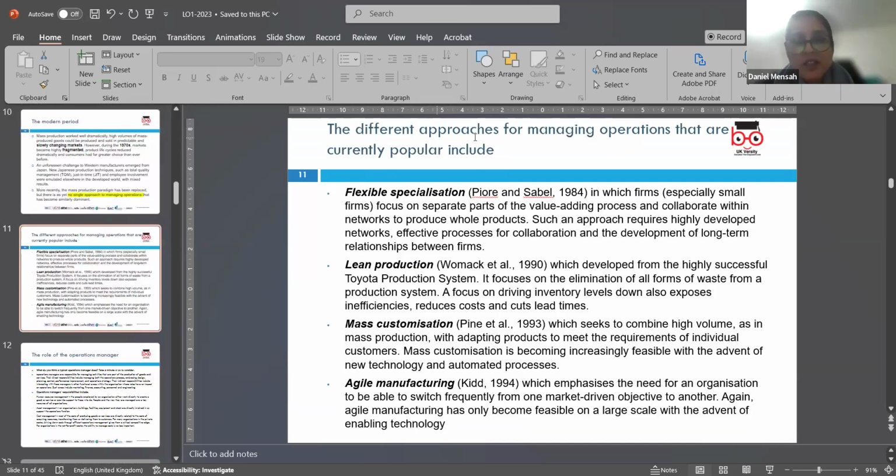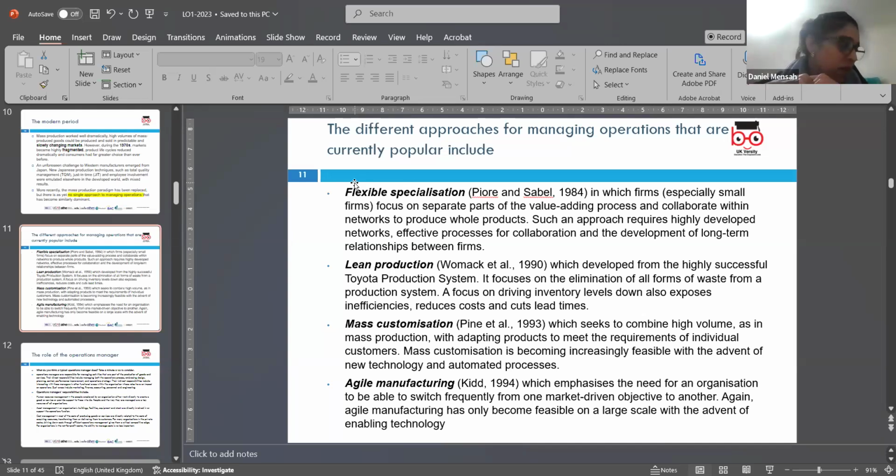So they were applying and trying to use different kinds of approaches. One is flexible specialization. In this case, the company was not specialized in the whole product. They were just getting expertise in one part of the product. Another firm was getting expertise in another part of the product. So they were working in collaboration.